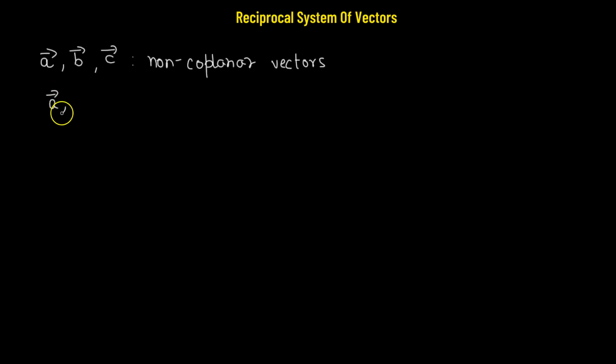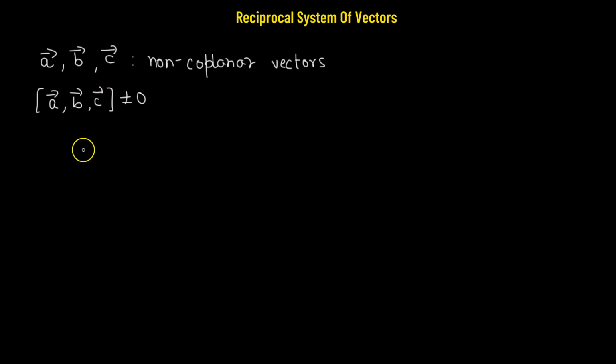In today's lecture, we will discuss reciprocal system of vectors. To begin with, let us consider three known non-coplanar vectors A, B, and C. Now if they are non-coplanar, this would mean that the scalar triple product of the three vectors is not equal to 0. It cannot be equal to 0 if the three vectors are non-coplanar.